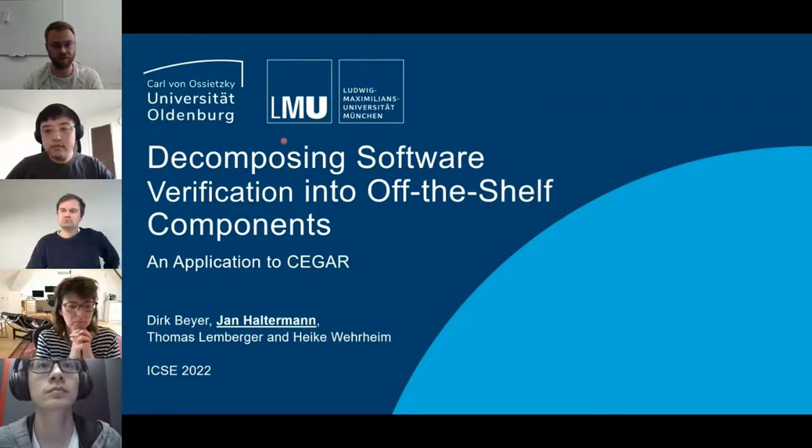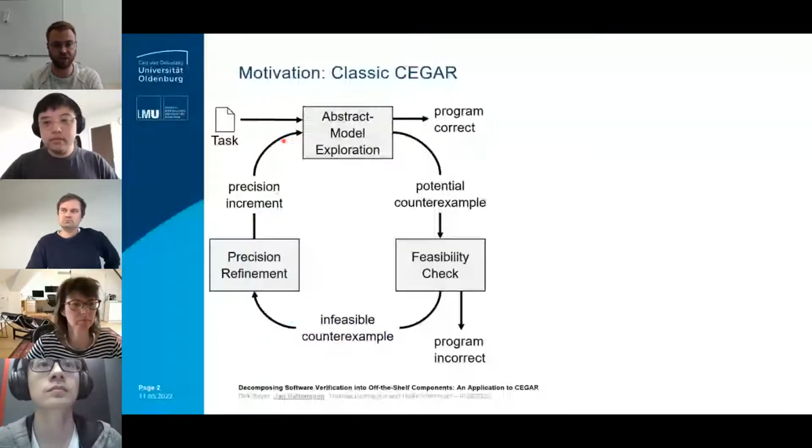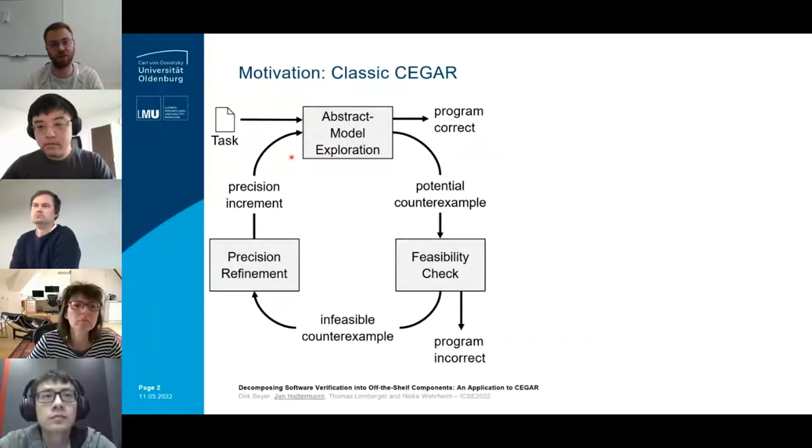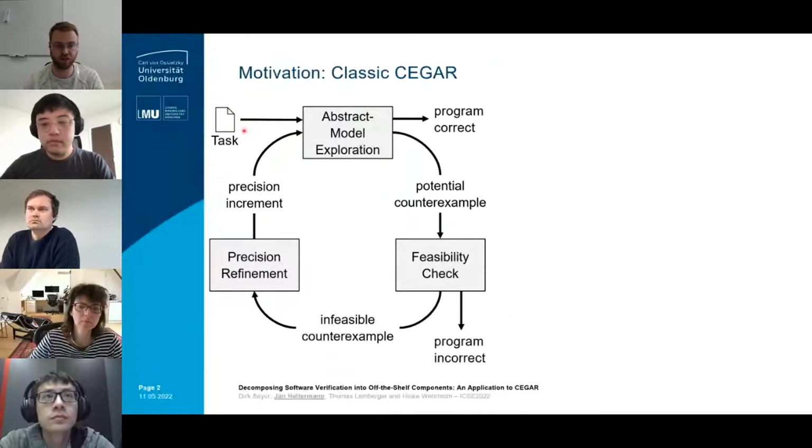As I'm not sure if everybody is familiar with the idea of CEGAR and software verification in general, let me give you a brief introduction. In software verification, we have a task, which is a program and a property, and we want to know, does the program satisfy the property or not?